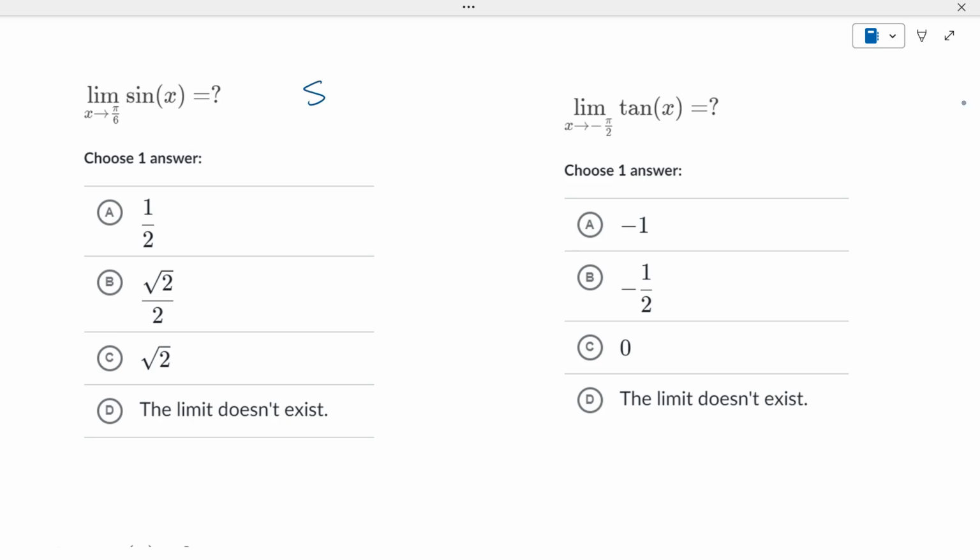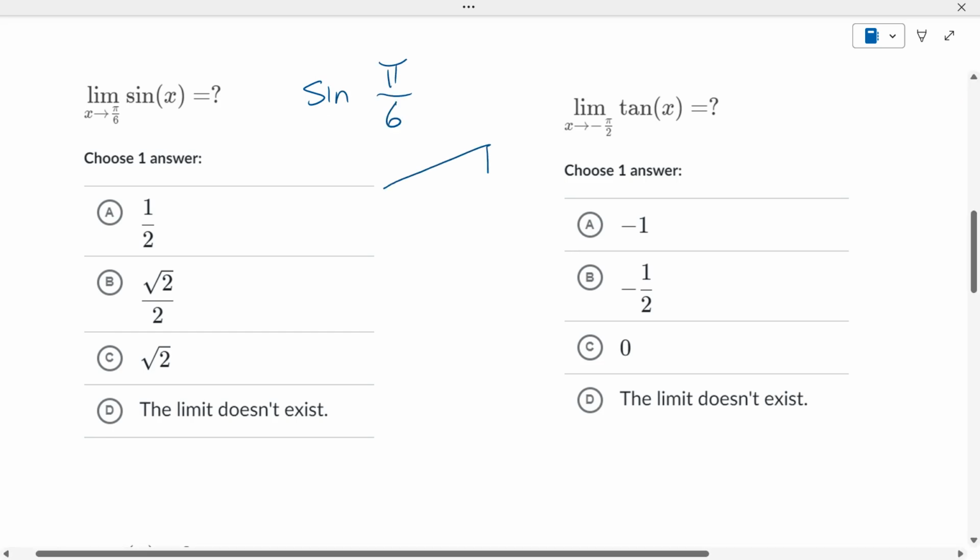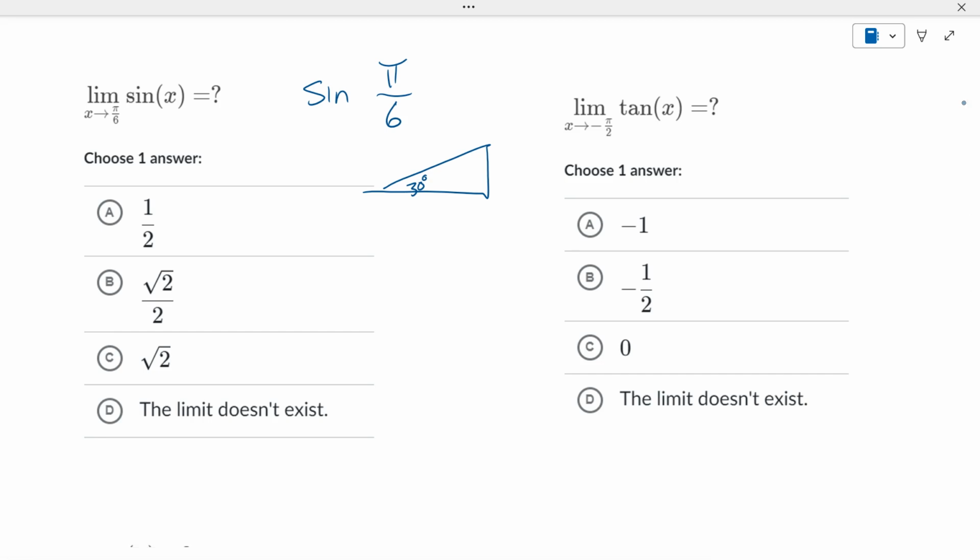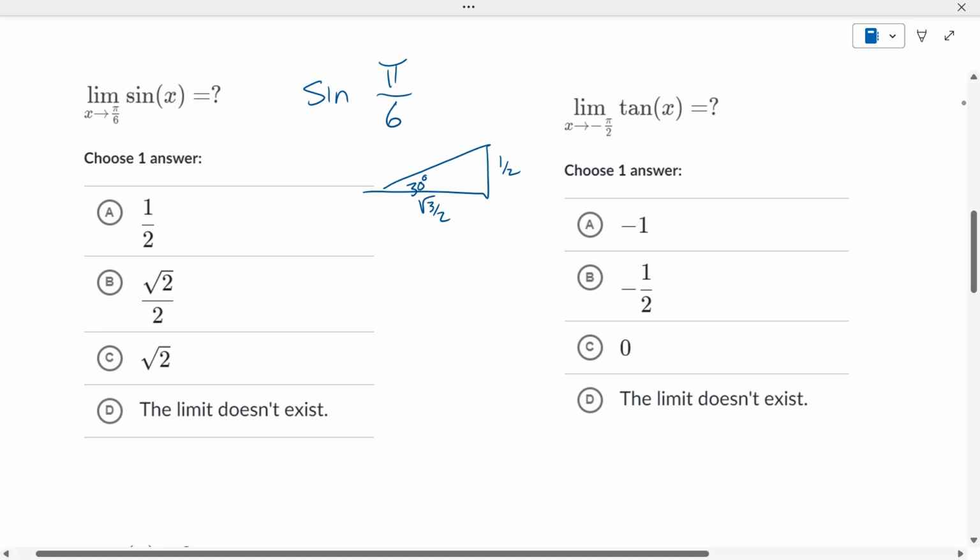But what is the sine of pi over 6? Well, if you think of pi over 6, it's a 30-degree angle here. Okay? So since it's a 30-degree angle, sine is over here. So this is 1/2, and this is square root of 3 over 2. The short part is half of a 30, 60, 90. The long part is square root of 3 over 2, and the hypotenuse is 1. So sine is that, so it is 1/2.